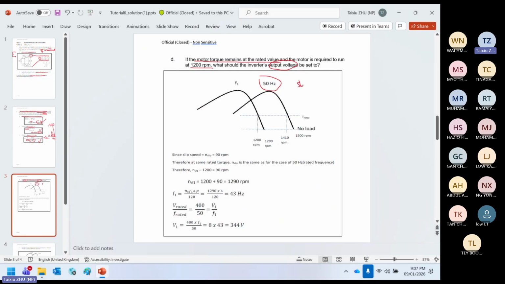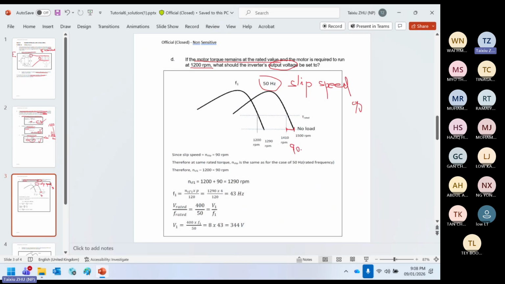Slip, okay, write down. Okay, wait, I write a better one. Okay, at 50 hertz, what is the slip speed? How much is it? 90. Yes, 90, great. So it's 90, meaning between here and here is 90. Yeah, this is 90.